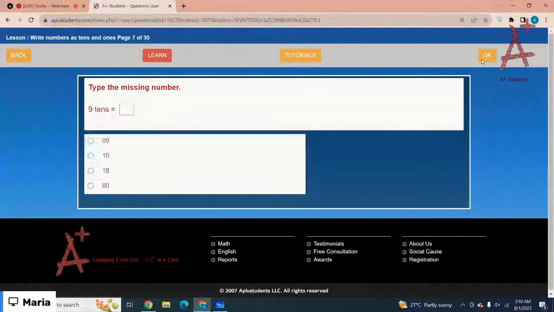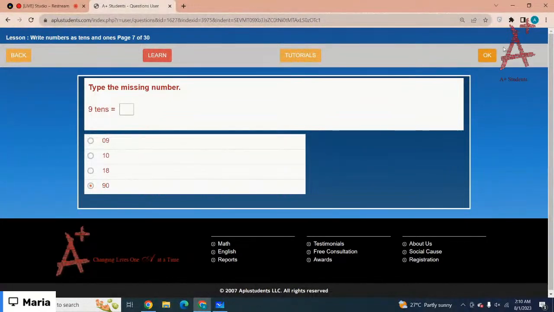Nine tens. So which is the correct option? You are not given the digit at the ones position. That means the digit at the ones position is 0. So together it makes 90. The correct option is 90.